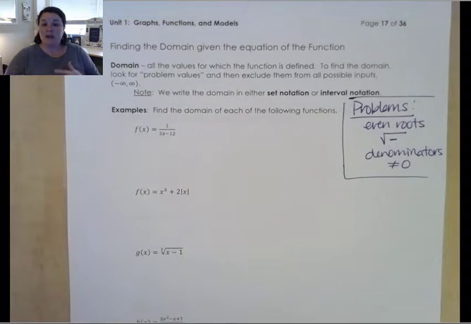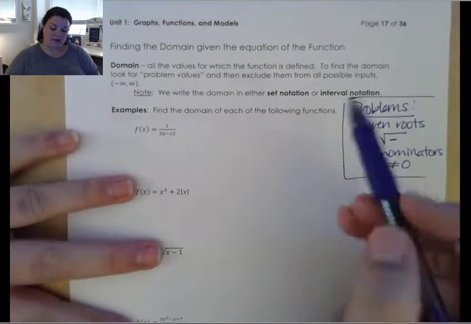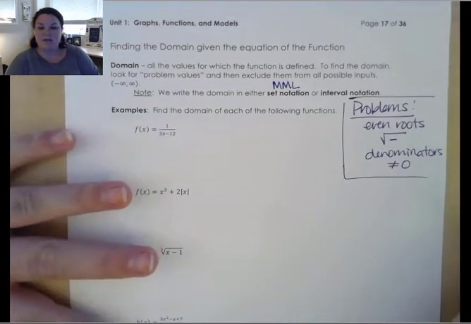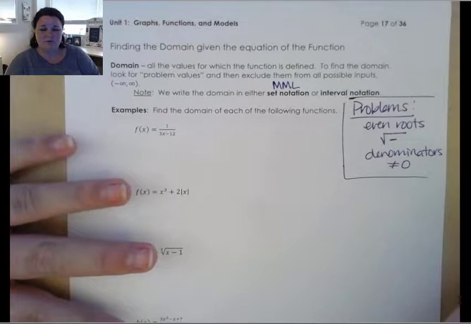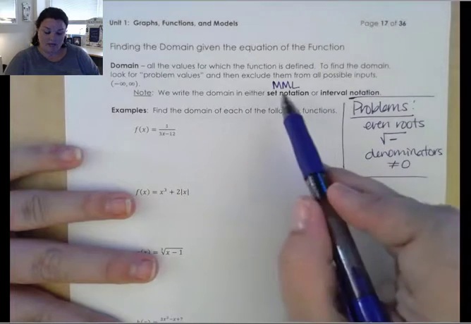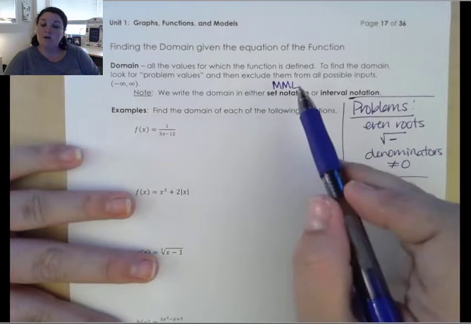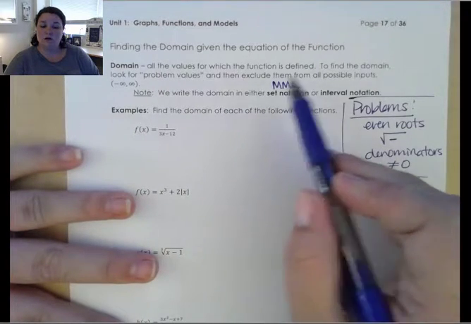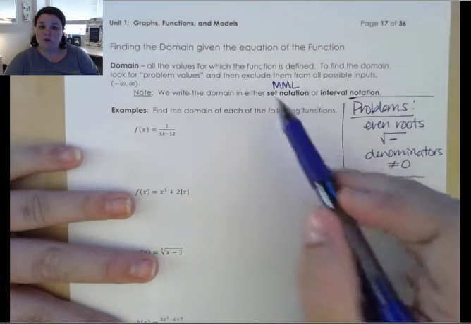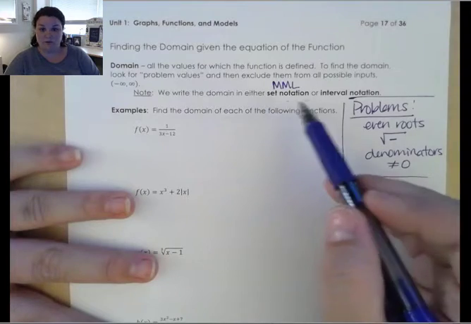And so if we don't have these problems, if we don't have these restrictions, then our domain would be, in interval notation, all real numbers. Or we can write it in set notation. Now, set notation is something you will see in my math lab. I'm not going to ask you to write set notation for an exam or for the final or anything like that, but I do want you to be familiar with it in case you see multiple choice problems where the solutions are given in set notation. I want you to be familiar with it, okay?